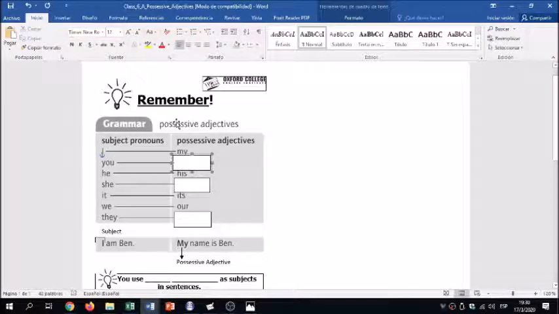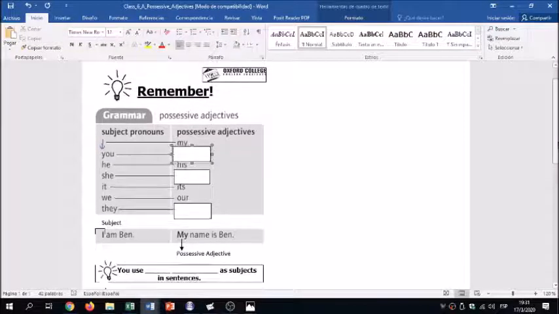Okay, do you remember the subject pronouns? ¿Se acuerdan de los pronombres personales? Okay, very good. So we have I, we have you, he, she, it, we, and they. So these are the subject pronouns, o pronombres personales como los llamamos en español. Now, when do we use a subject pronoun? ¿Cuándo usamos un subject pronoun? Very good. Como su nombre lo indica, usamos los subject pronouns cuando se trata del sujeto de la oración.